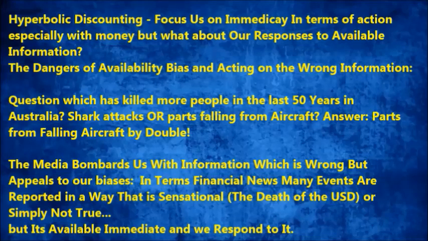Now, in terms of hyperbolic discounting, it basically focuses us on immediacy, okay? And we've seen that in terms of taking action, especially with money. But what about our responses to available information? Now, this is availability bias, and we've got a lot of information that is available to us. A lot of it is sensational, a lot of it is wrong, and we can actually be encouraged to act on the wrong information.